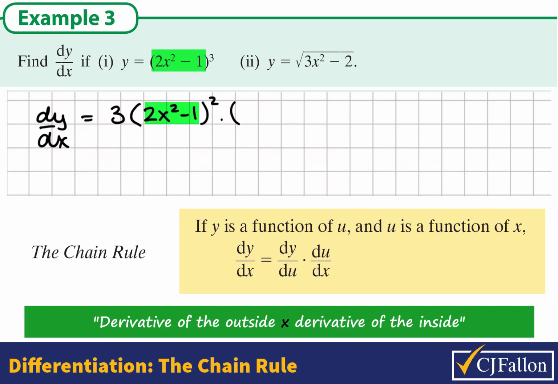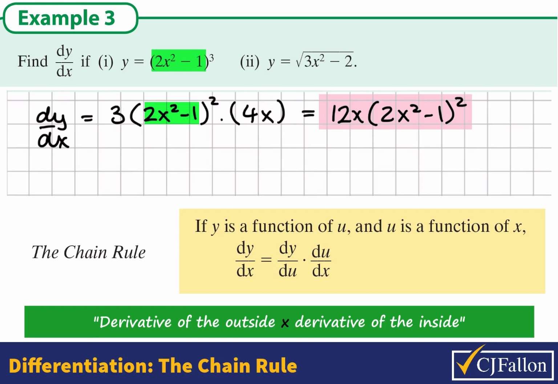We multiply that by the derivative of the inside function, du/dx. When we differentiate 2x squared minus 1, we get 4x. We might neaten this by multiplying 3 by 4 and getting 12. So we have 12x multiplied by (2x squared minus 1), all to be squared. And that's the solution.